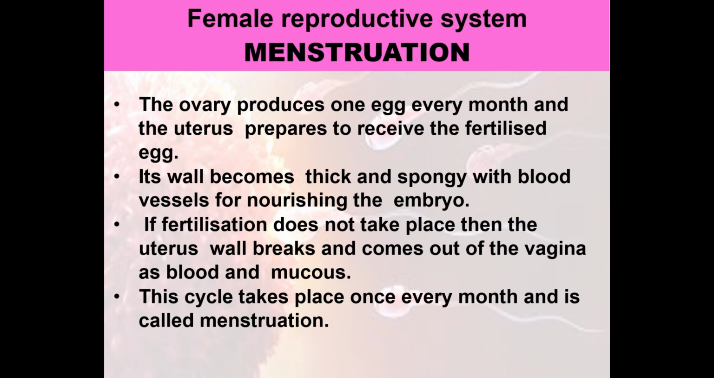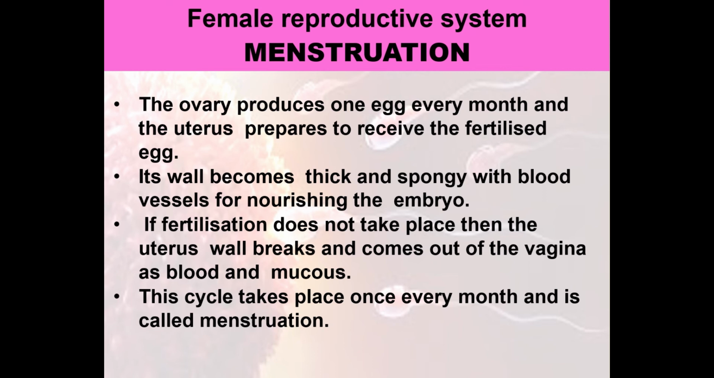So the uterus also starts preparing itself for the implantation process. For this process, its wall becomes thick and spongy. Blood vessels increase in this wall because they are going to nourish the embryo in case fertilization, implantation and the placenta formation occur.